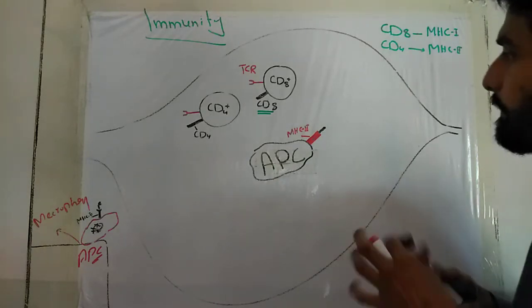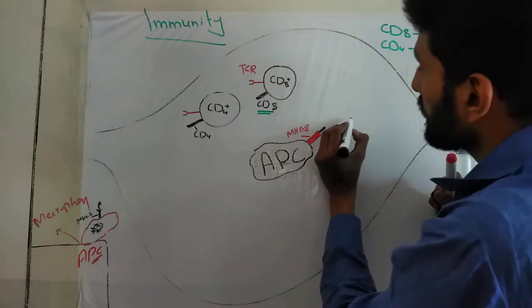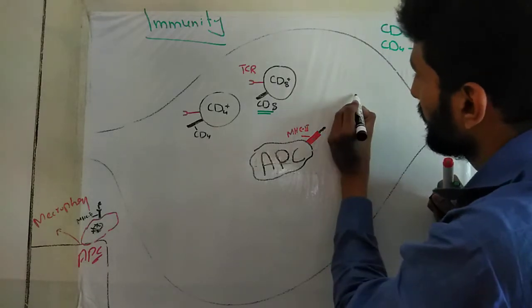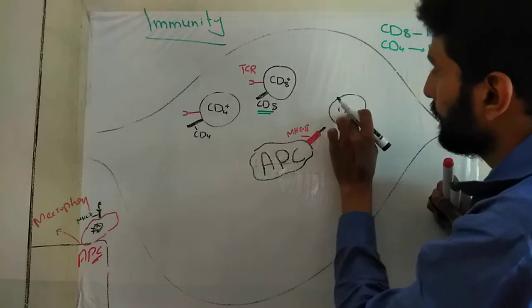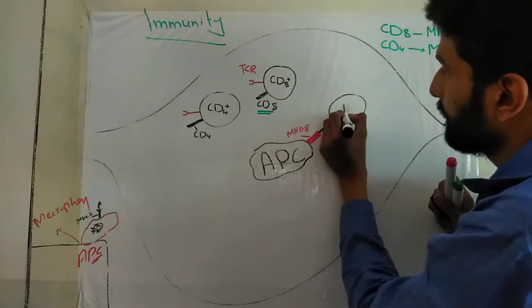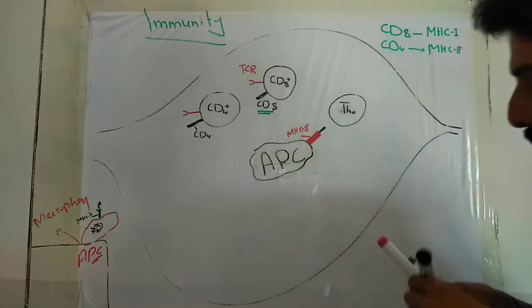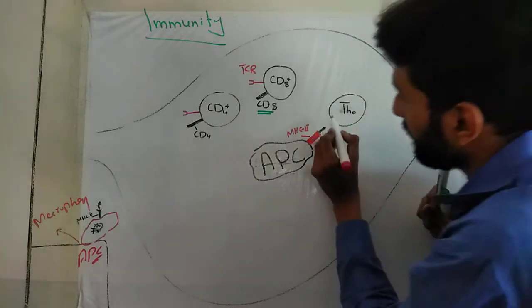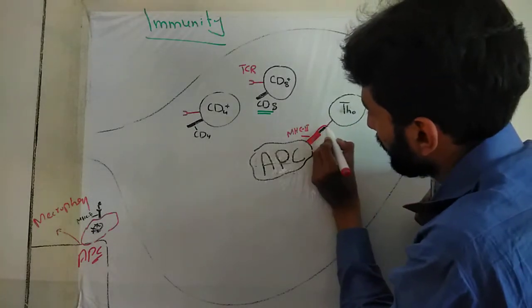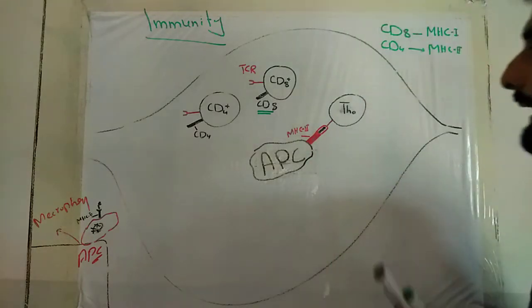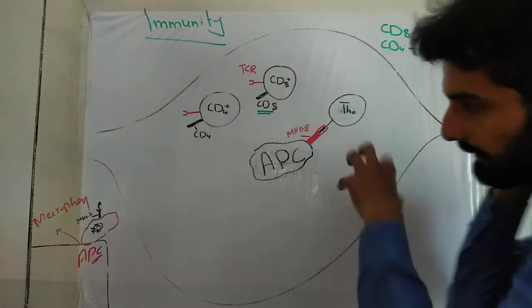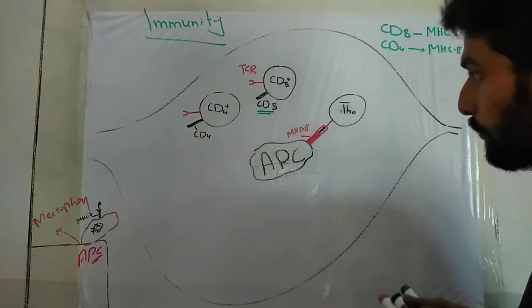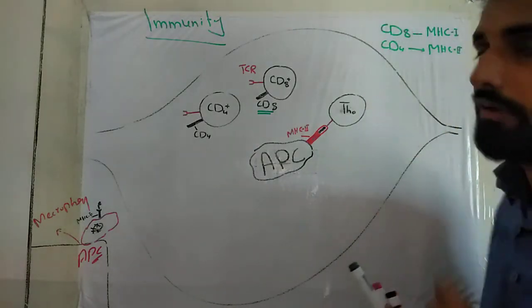So what will happen? The T lymphocyte, Th0, CD4 cells, with the help of T cell receptor, will get attached with the MHC-2. They will recognize this antigen and get attached with the MHC-2. So this is the stage 1 reaction.